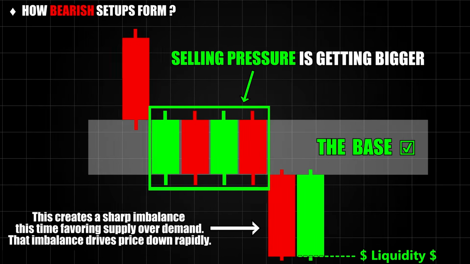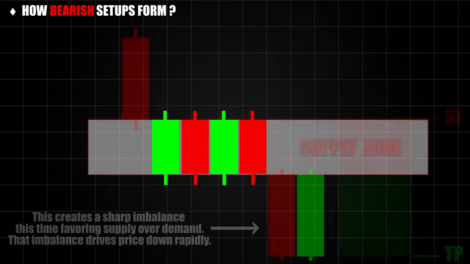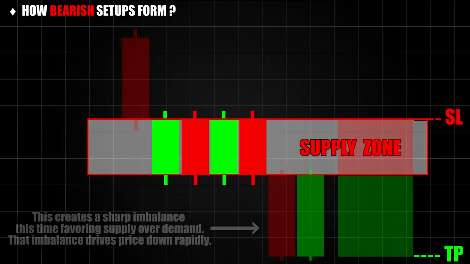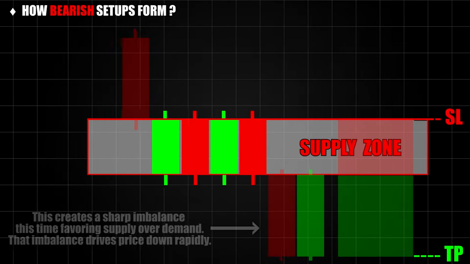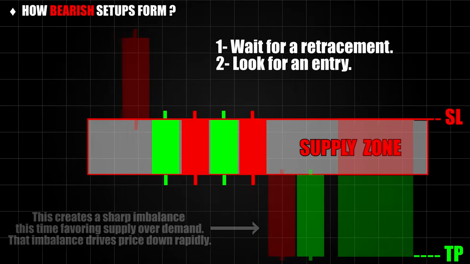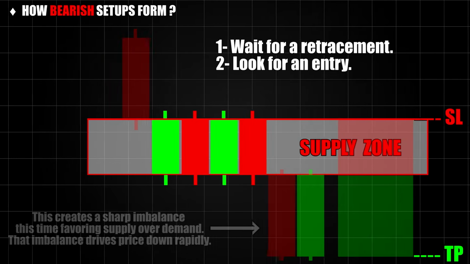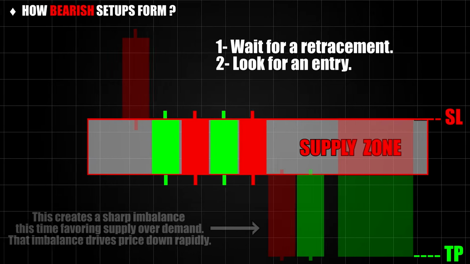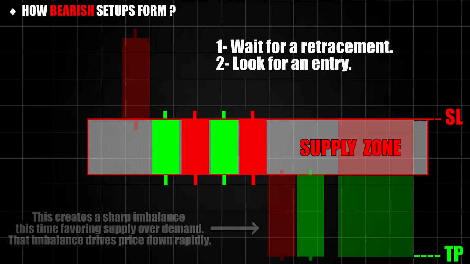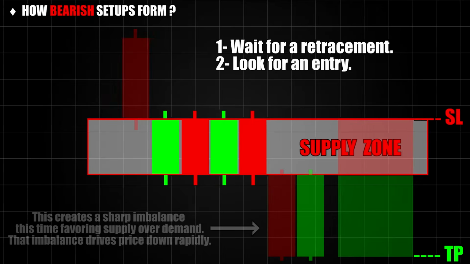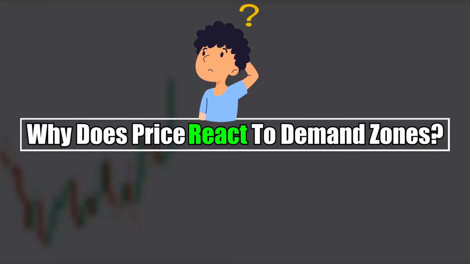And right at the starting point of that sharp decline, that's where a valid supply zone forms. But instead of chasing the price after it drops, the smarter approach is to wait for a retracement. Let the market pull back into that supply zone. That's when you prepare to act. Look for your usual entry confirmations, a clear rejection, a shift in market structure, or another valid trigger before taking a short position.